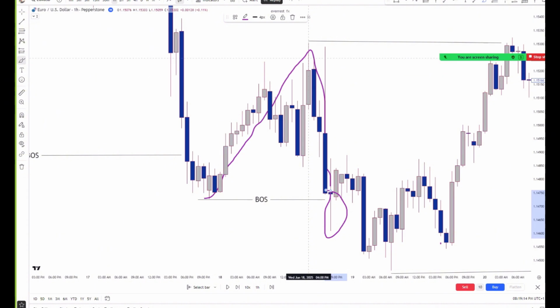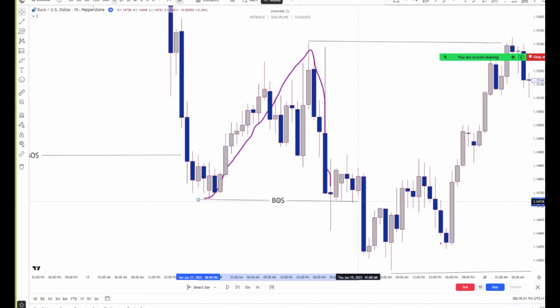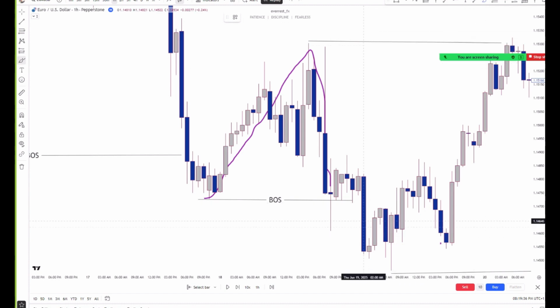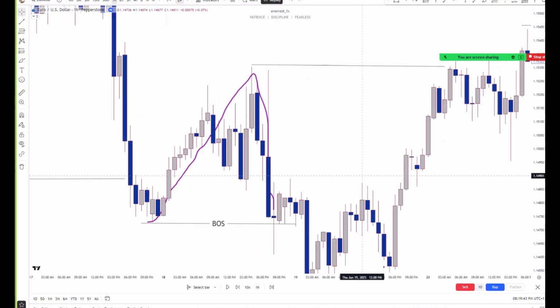No, this is not a break of structure. Why? Because it is a wick. We can only call this a break of structure when the market uses a full body candle to break. So this wick is not a break of structure. This is where the break of structure happened. Here, this zone here, where the market used a full body candle. So this was where the break of structure happened.